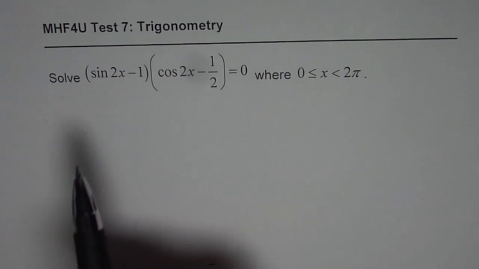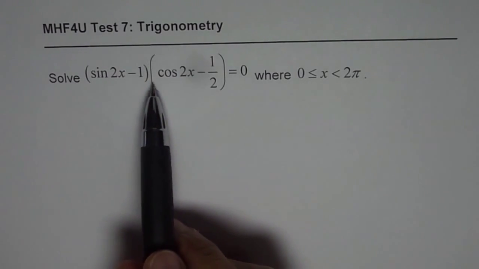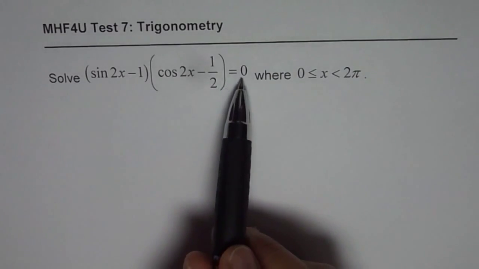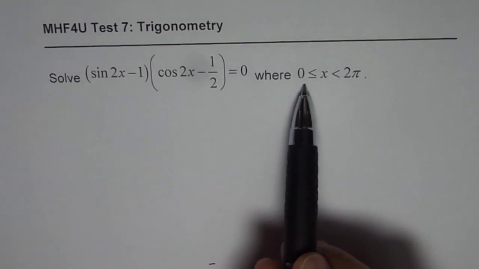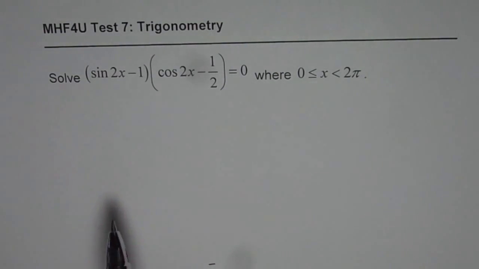Now the question here is (sin 2x minus 1) times (cos 2x minus half) equals 0, where x is between 0 and 2 pi. So we need to solve this equation. That means find the possible values of x.